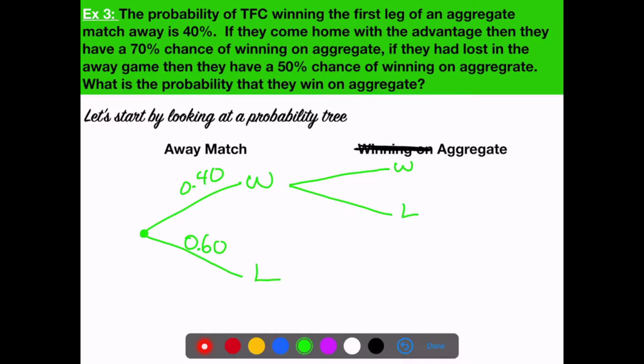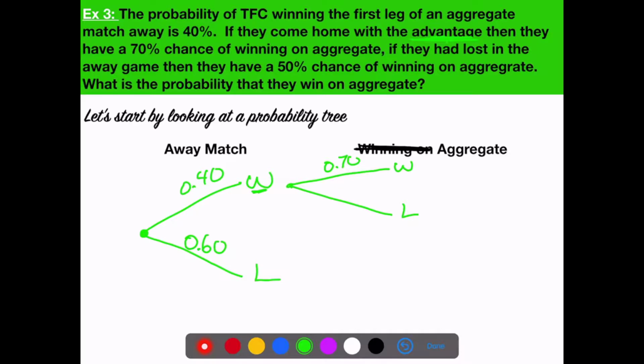Them winning on aggregate. Okay, well, what's the probability they win on aggregate? Well, it talks about that a couple times, right? It says if they come home with the advantage, well, that's if they won this game. Okay, so they did that. Then they have a 70% chance. Great. And then this comes to a node.